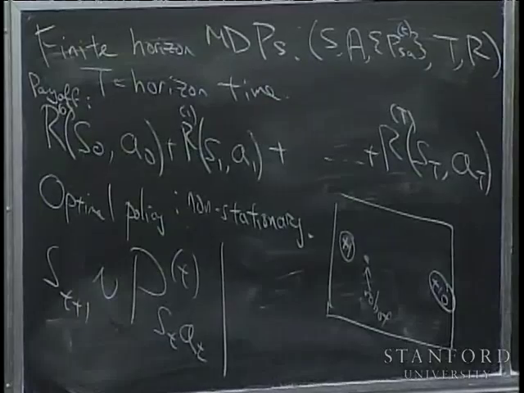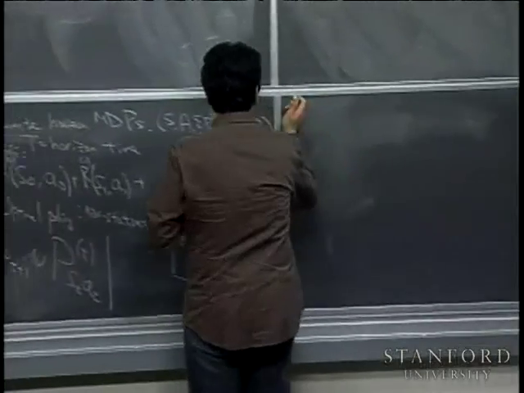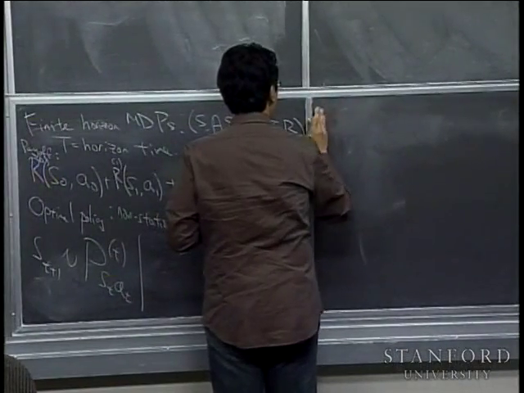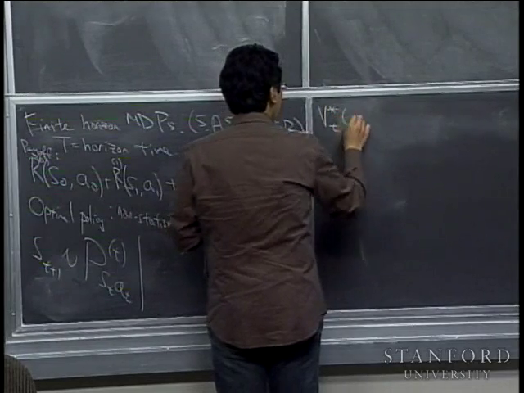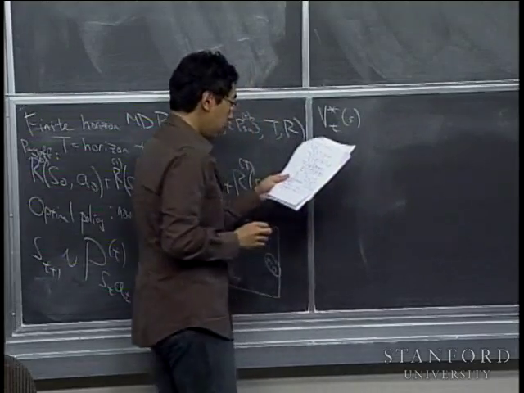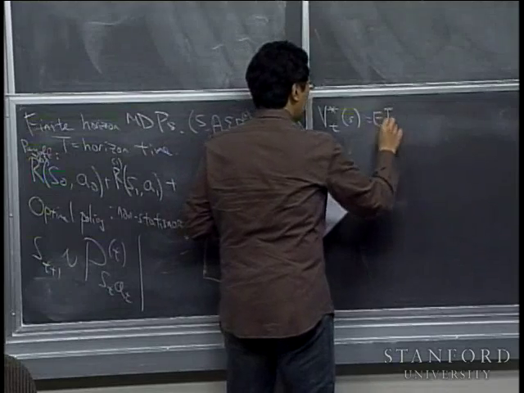But so now we have a non-stationary policy. Let's talk about an algorithm to actually try to find the optimal policy. So let me define the following. This is now a slightly modified definition of the optimal value function. Let's just write this down, I guess.